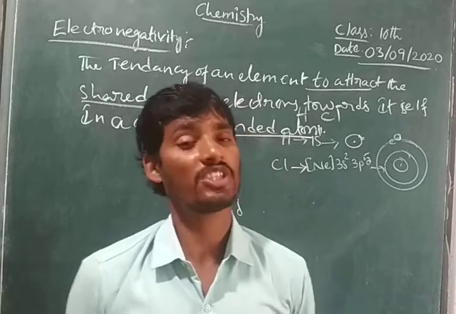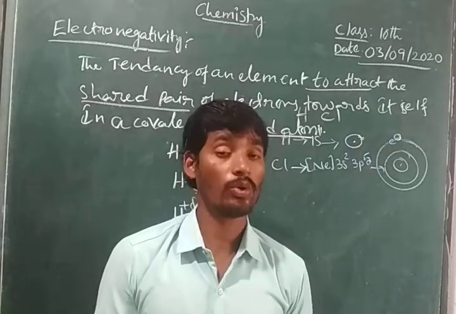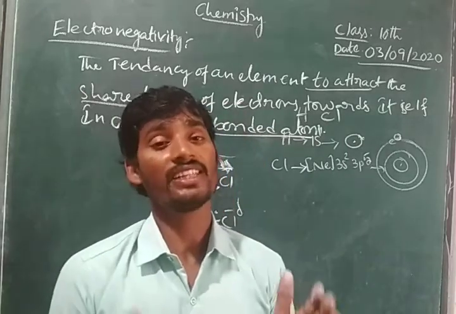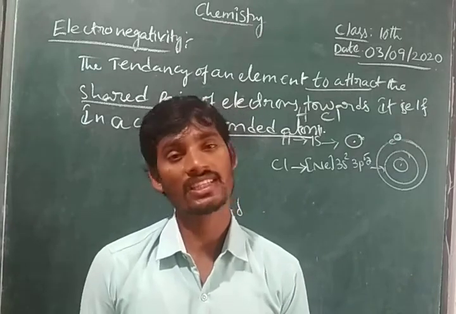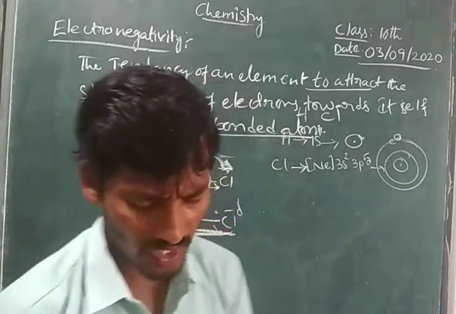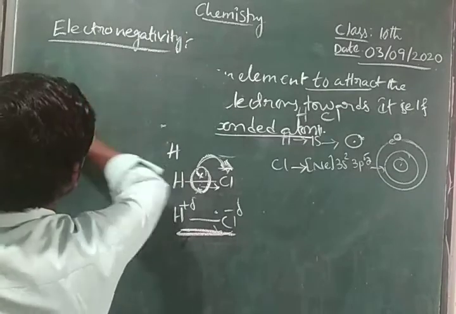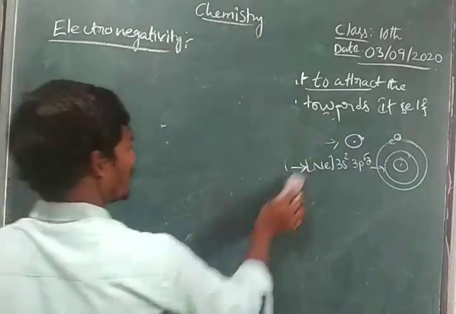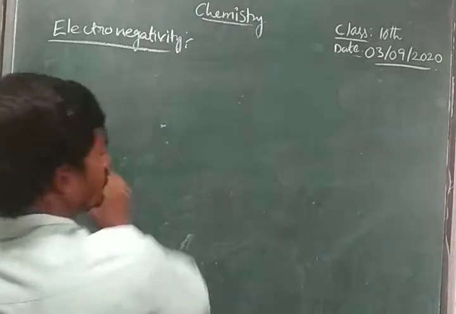Right, children? This is about the definition of electronegativity. To discuss electronegativity, three scales are explained. What are those three scales? I will explain now. Please listen carefully. To explain electronegativity, there are three scientists who introduced three scales.